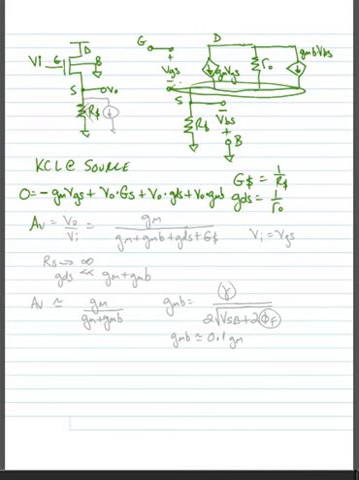And now we can solve Av is equal to vo divided by v sub i. v sub i is equal to vgs. And if we solve this equation, we would get gm divided by gm plus gmb plus gds plus gs.